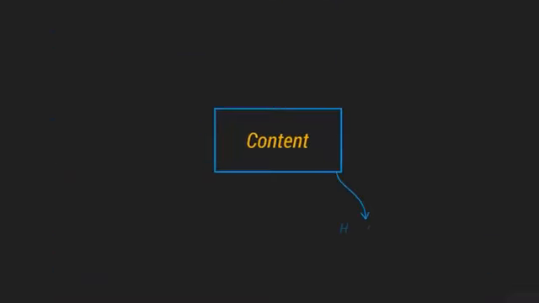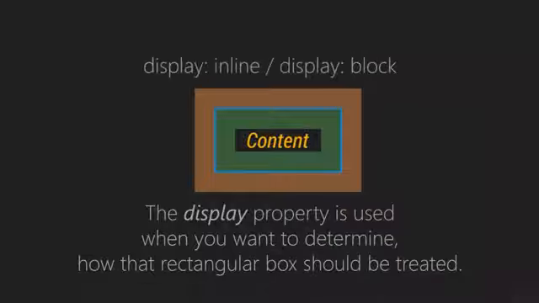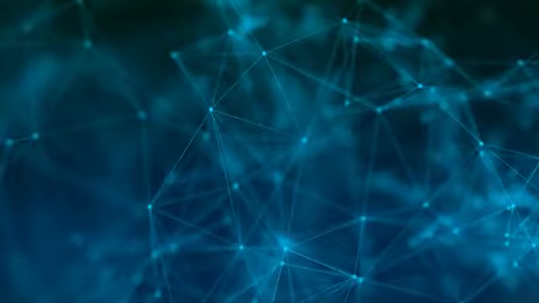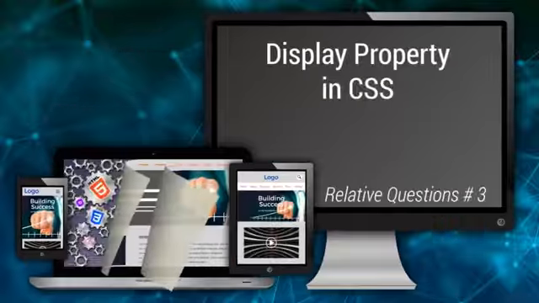As you know, HTML renders all the elements in a box, so the display property is used when you want to determine how that rectangular box should be treated, that is, as an inline element or block element. The default display value of most of the elements is either block or inline. So let's understand the display property with an example.